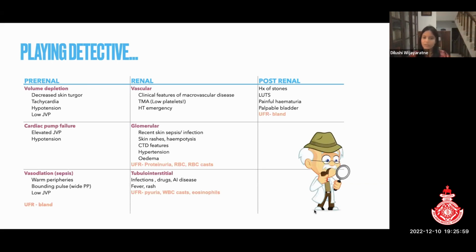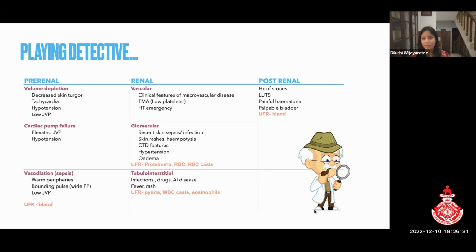If it's a tubulointerstitial disease, is there any cause that you can find from the history? So any infections, any drugs, autoimmune diseases that you can think can be the culprit cause. And sometimes, particularly in allergic interstitial nephritis due to drugs, patients can have fever and rash, which is not that common, but if present would be very suggestive. So in the urine, you might be able to see white cells, which may be white cell casts even, and eosinophils.